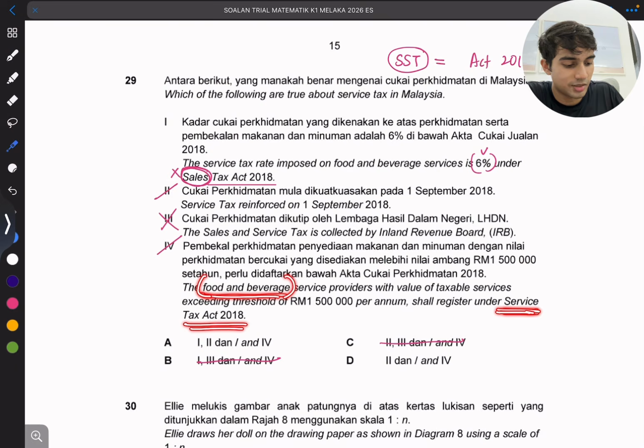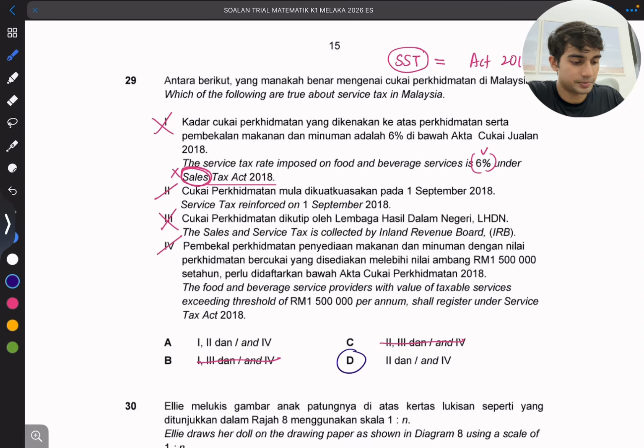Food and beverages, service tax. This is another way to confirm. Food and beverages must register under service tax, not sales tax. I think they're trying to give you a clue. So one is wrong. So the answer is 2 and 4. Should be D.